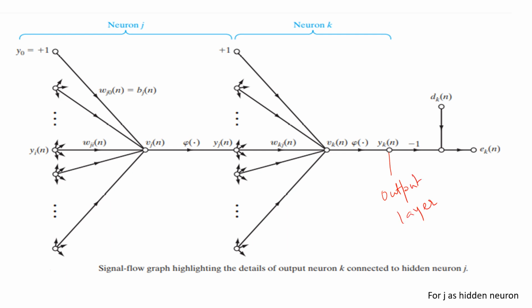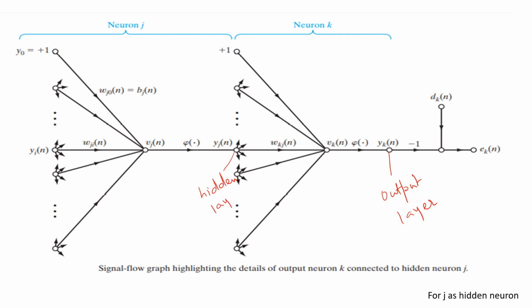And for calculating y, we need to apply the activation function. Before applying the activation function, we need to take the weighted sum. So this kth neuron must be connected to some j neuron at the hidden layer. Please mind it, this k neuron is connected to some j neuron at the previous layer. Then this jth neuron is available at the hidden layer.